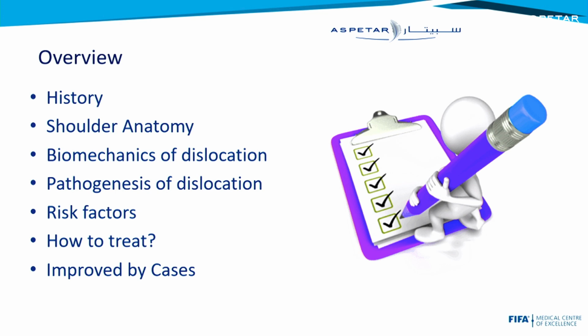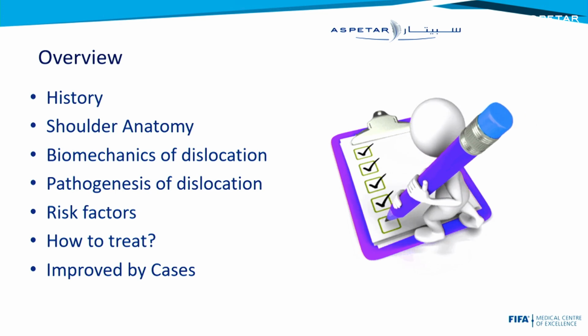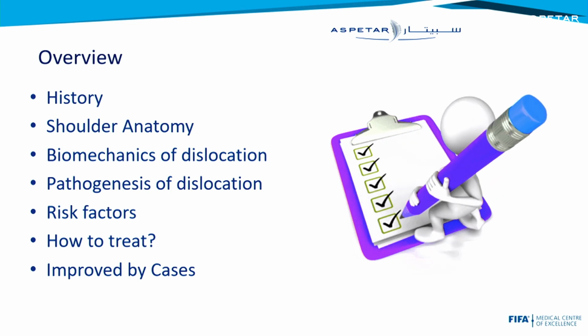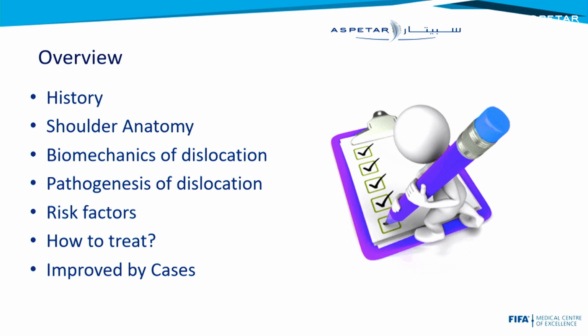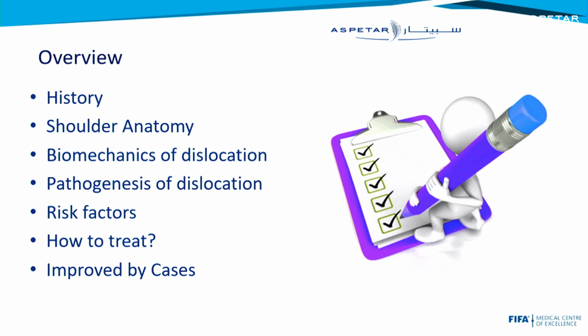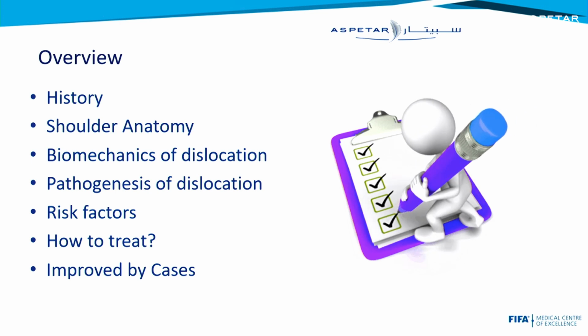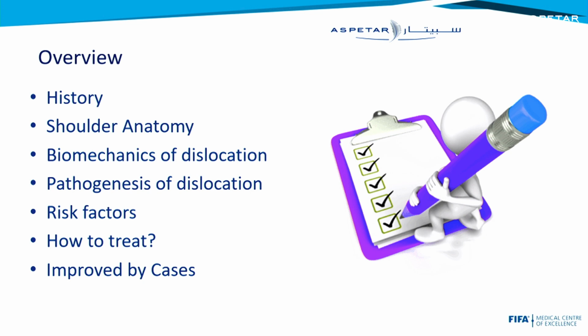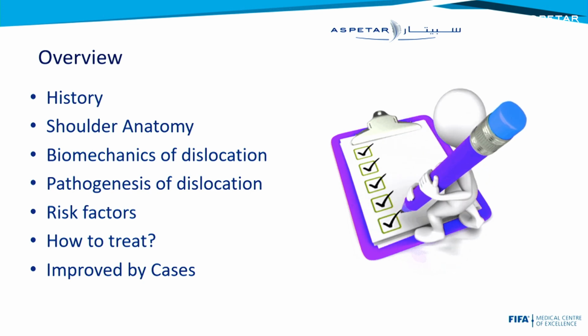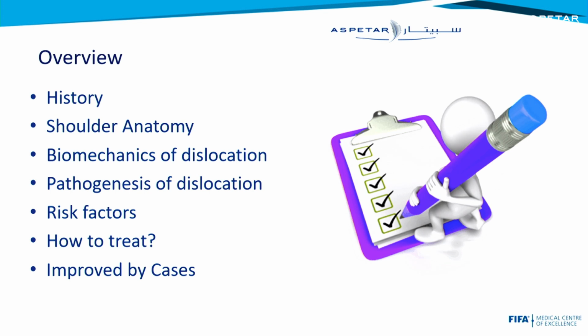This is the overview of my talk. I will start classically with the history of shoulder instabilities, and then I will talk about, not the boring part, the anatomy of shoulder instabilities, which is a little bit unique, and the biomechanics of dislocations, pathoanatomy, pathogenesis of dislocations, some risk factors, how I decide when I treat the patients, and some challenging cases, not the easy ones, that I brought here to share with you.